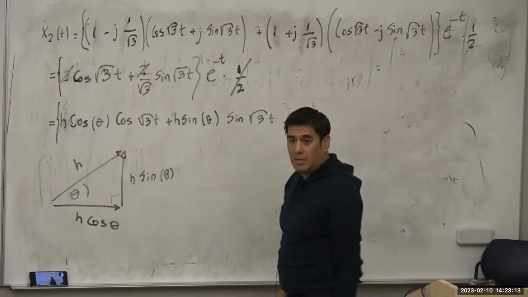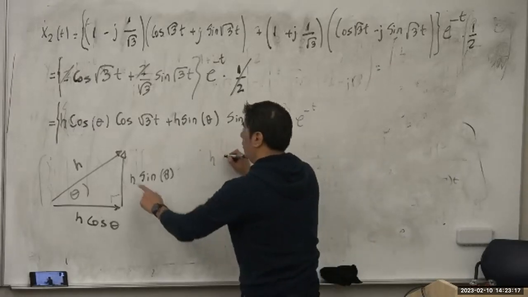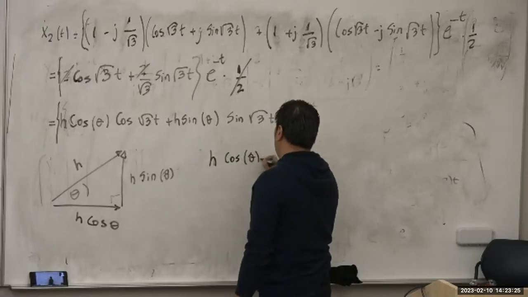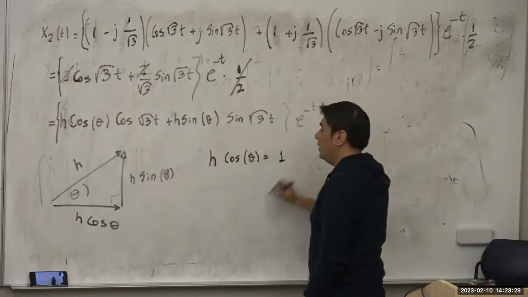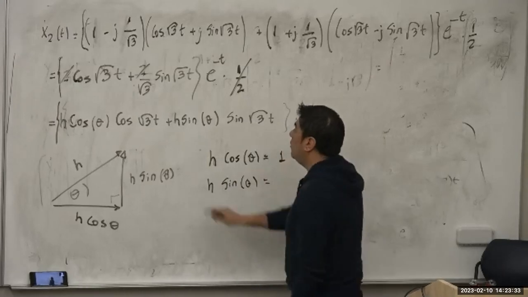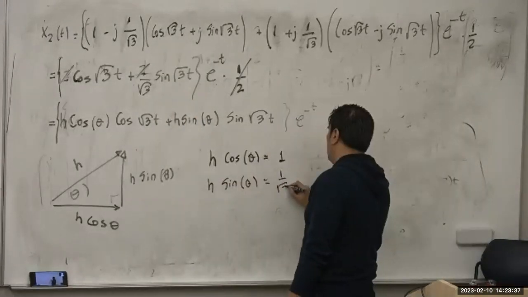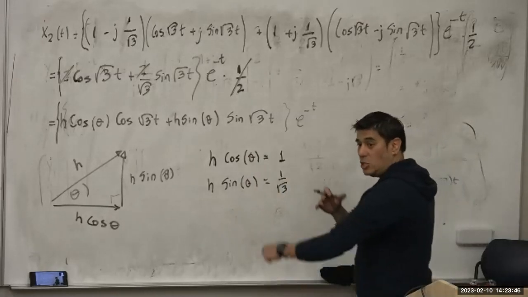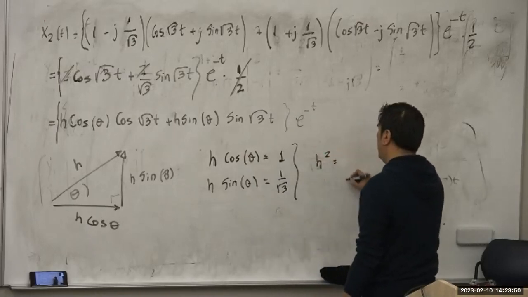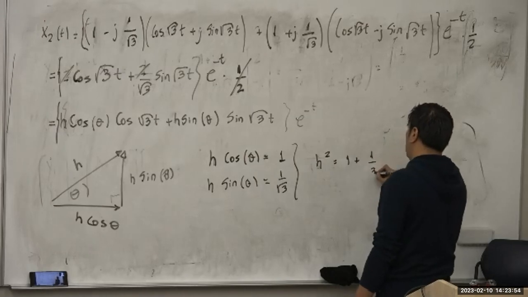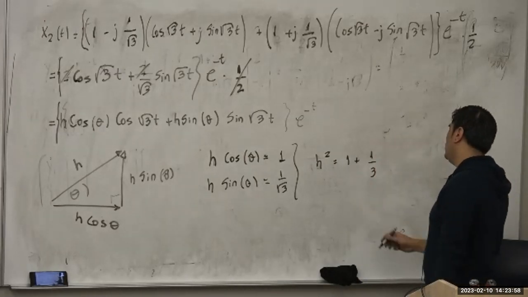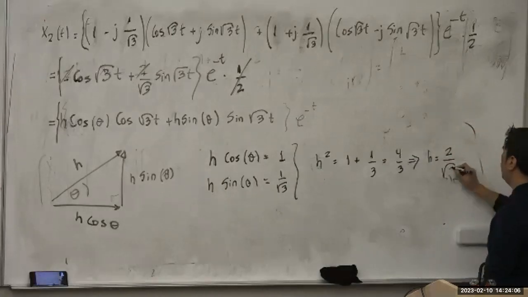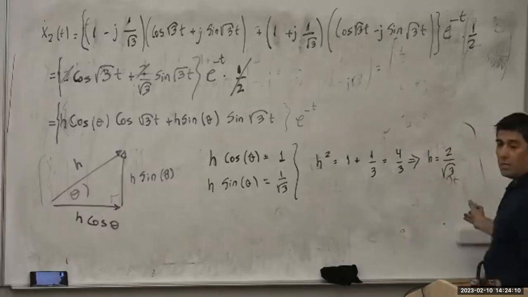So how much is h? Can we determine that? We can, we just propose these equations. h cosine of theta is equal to 1. h sine of theta is equal to 1 over square root of 3. If we take these two to the square and we sum them, then we have an expression for h squared. So h squared will be 1 squared plus this term squared, so this is going to be 4/3. And therefore, h is going to be 2 over square root of 3. Is that correct?